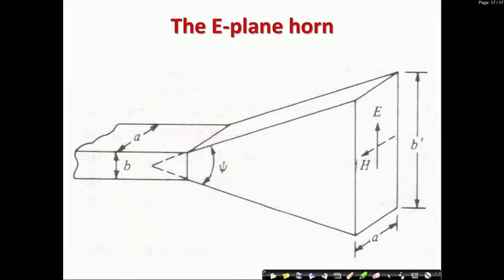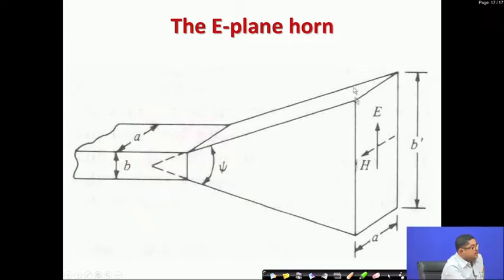So, let us see the E plane horn, you see the graph. Here the E plane, the electric field is directed along y. So, flaring is done in the y. Here it is shown E and H. So, E is here, so flaring is here, that means A, the broad dimension, is kept constant, and the narrow dimension B gets flared to B dashed.